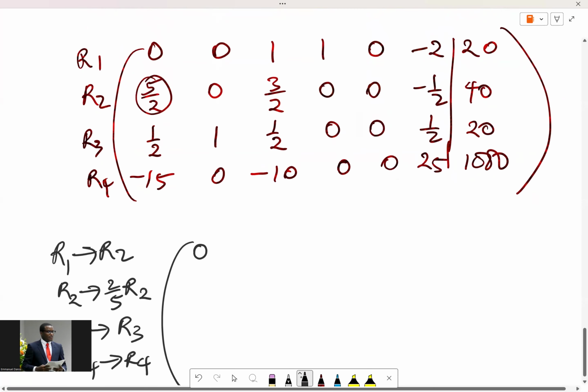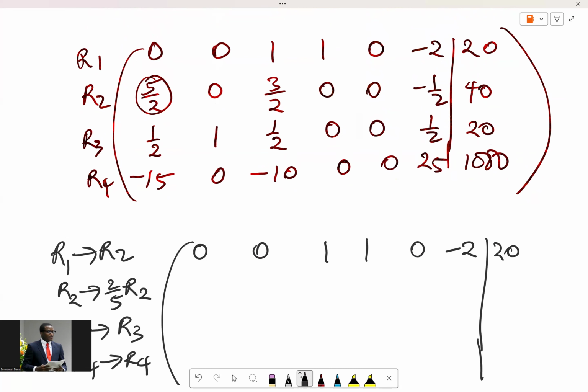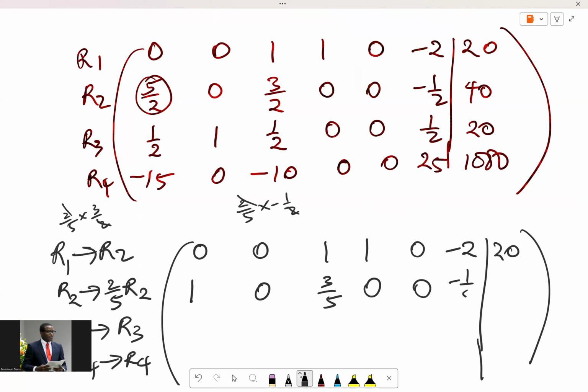So let's do that. That's 0, 0, 1, 1, 0, minus 2, then 20. And then 2 over 5 times each of these. 2 over 5 times 5 over 2 is 1. 2 over 5 times 0 is 0. 2 over 5 times 3 over 2, the 2 cancels, so we have 3 over 5 here. 2 over 5 times 0 is 0, twice. 2 over 5 times minus half, the 2 cancels, so we have minus 1 over 5. Then 2 over 5 times 40: 5 in 5 is 1, 5 in 40 is 8, so that's 16. Let me remove all these to avoid confusion.